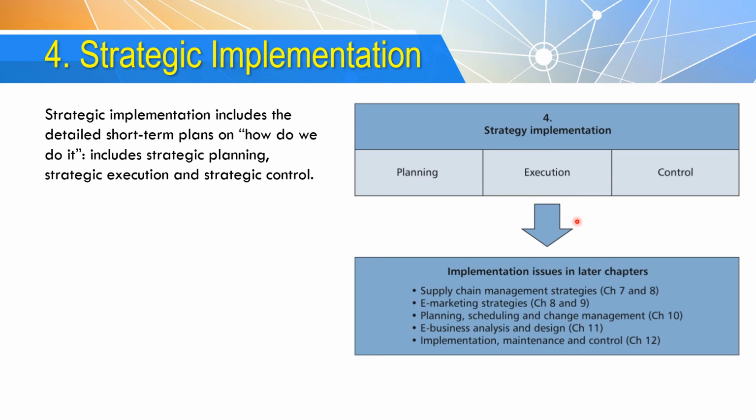And then the fourth process in implementing a business strategy is strategy implementation, which is where you have to plan how to execute and also plan a control. So strategy implementation includes the detailed short-term plans on how we do it, and includes strategic planning, execution, and also strategic control.